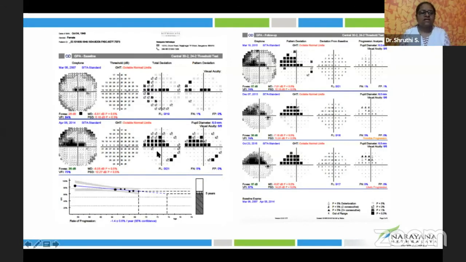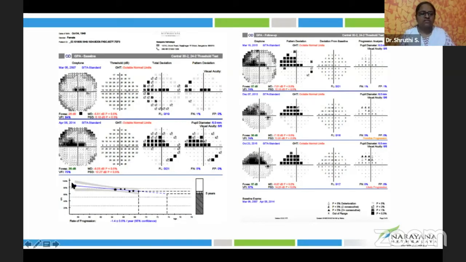So here, this is an example of how the baseline should be chosen. The patient had come to us in 2007 and was lost to follow-up, and did not come till 2014. In between, the patient has not used the medication properly. So there is a large fluctuation from 2007 to 2014.